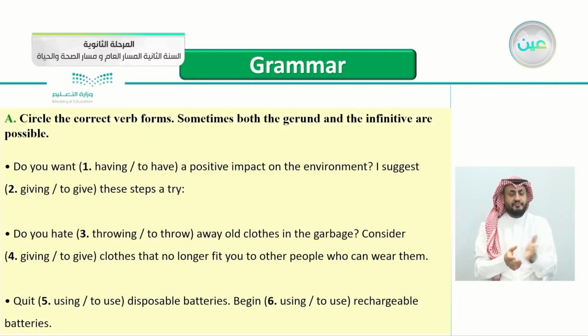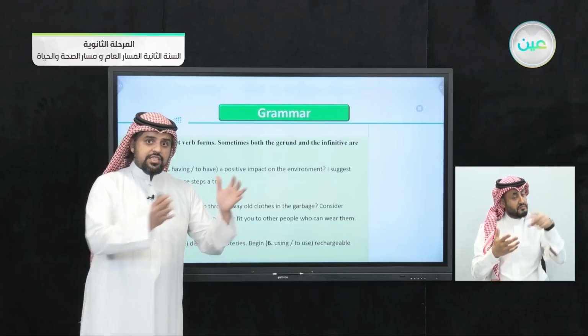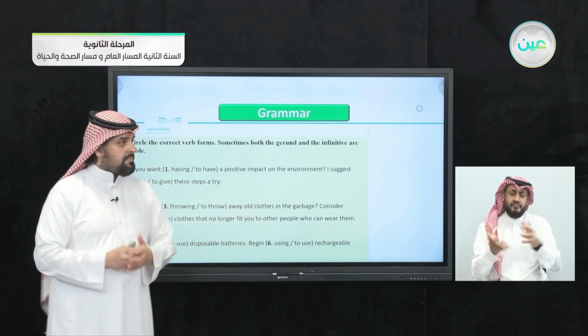So let's jump here to exercise A. Circle the correct verb forms. Circle the correct form of the verb. Sometimes both gerund and infinitive are possible. So we have to circle the correct form of the verb, and as we mentioned previously, sometimes both are correct, the gerund or the infinitive.